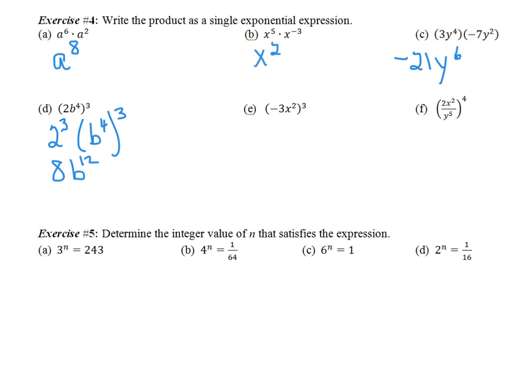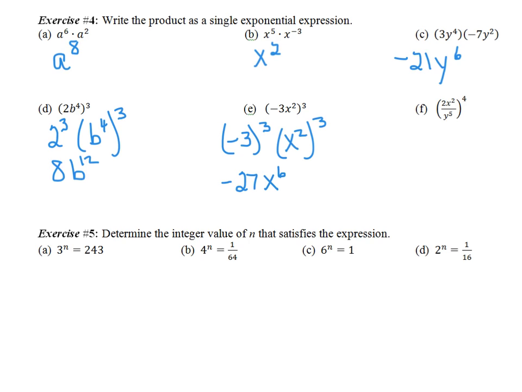In part E, I've got to be very careful when I'm raising a negative coefficient to an exponent, especially an odd exponent. The whole number -3 will need to be raised to the third power. And then I'll also raise x squared to the third power. So -3 to the third power, you can think in your head, it means -3 times -3 times -3, which of course is -27. When I raise the power to the power, x to the second raised to the third, that's going to be x to the sixth.